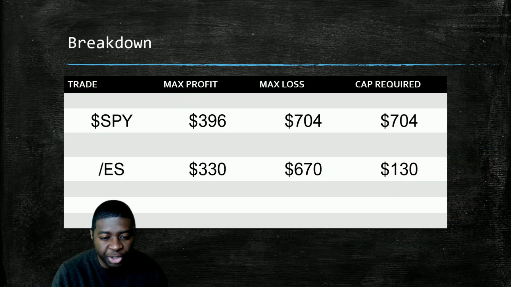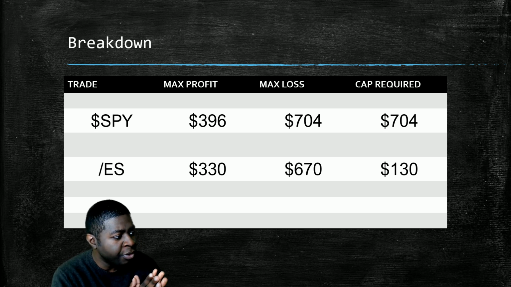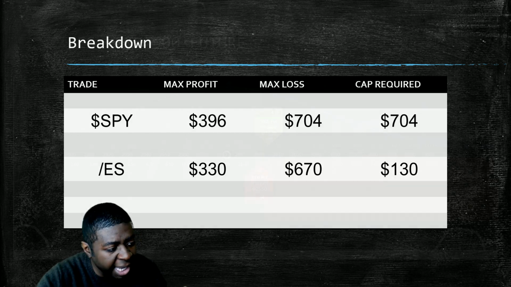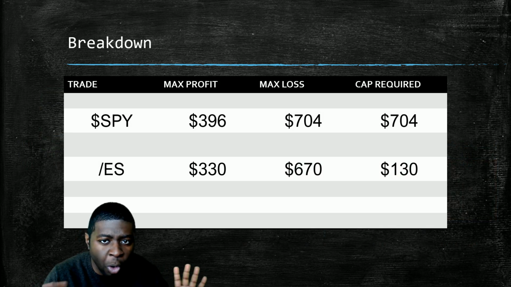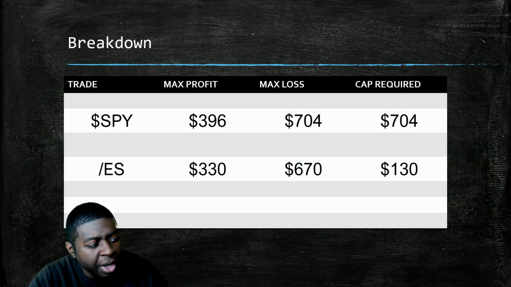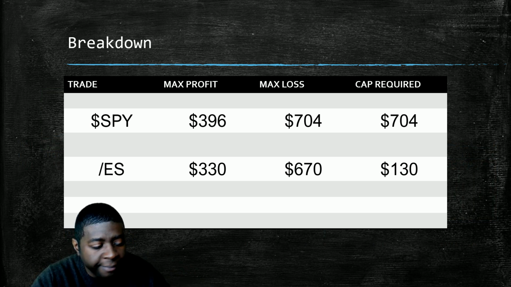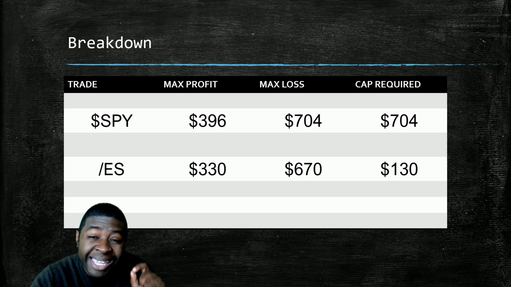Let's look at the bigger picture so you don't have to zoom in here, all right? So with the SPY, max profit on this 9-day trade. Same again, because same 9 days, right? I want you to focus on that same 9 days here. No trickery here. $396 on the SPY. Max loss of 704. Capital required 704. Equity futures options. I'm confusing myself sometimes. Futures options. Max profit 330. Max loss 670. Capital required $130 to make this trade happen.